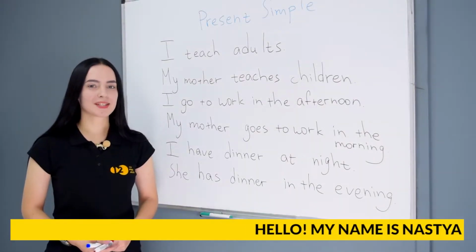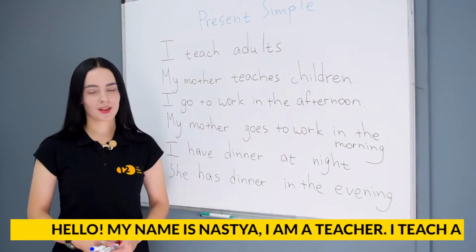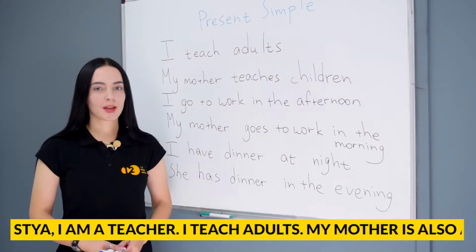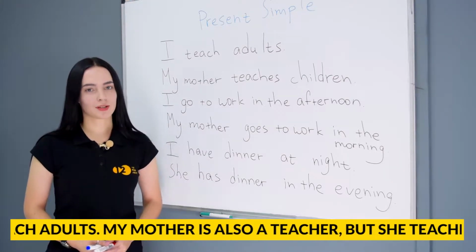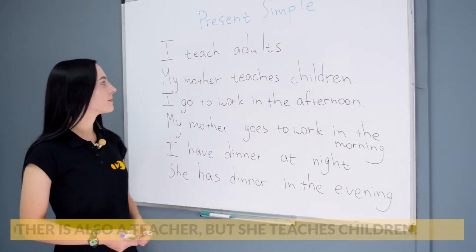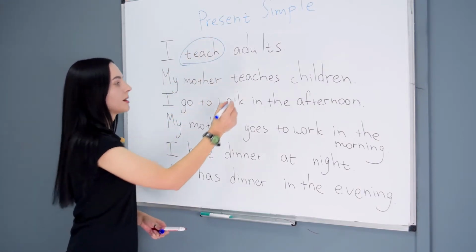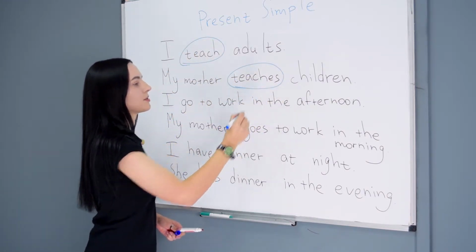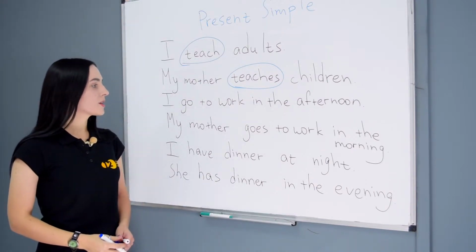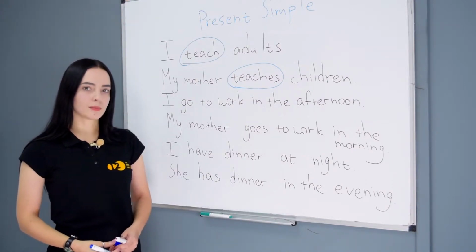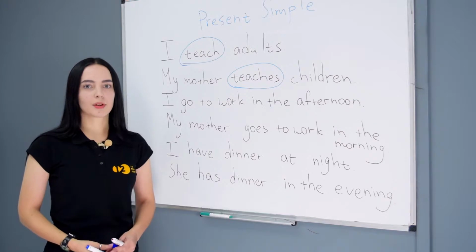Hello, my name is Nastya. I am a teacher. I teach adults. My mother is also a teacher, but she teaches children. So, I teach adults. My mother teaches children. I go to work in the afternoon. My mother goes to work in the morning.